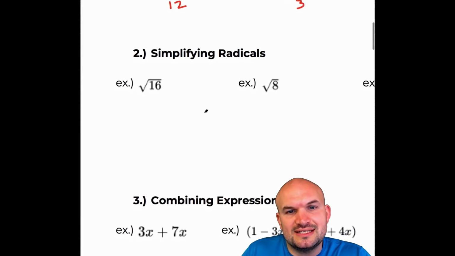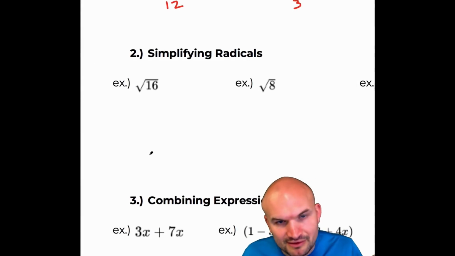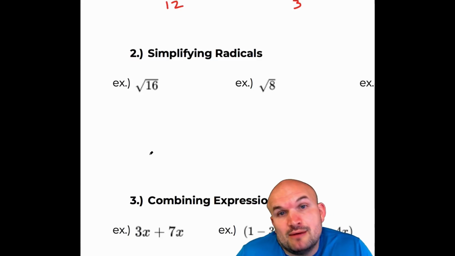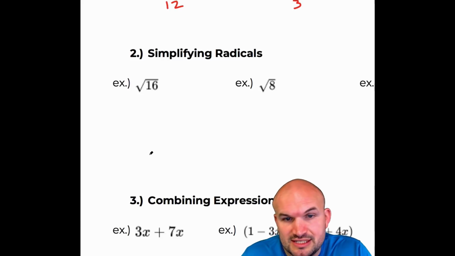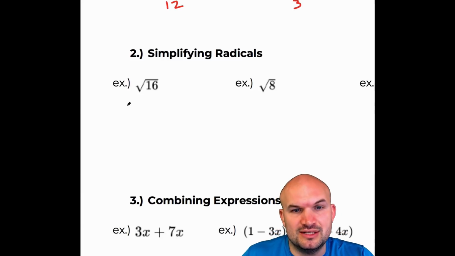All right, so let's get on to simplifying radicals. So we got an easy one, square root of 16, probably very familiar with this one. But again, when we're looking at the square root, we're saying what number multiplied by itself is going to equal 16. And there's a couple of important ways to look at this that I want to talk about. So the answer is 4, right?